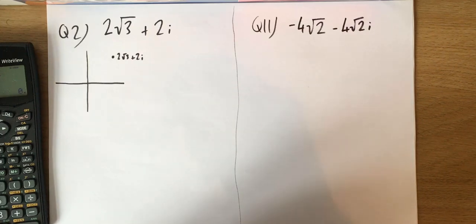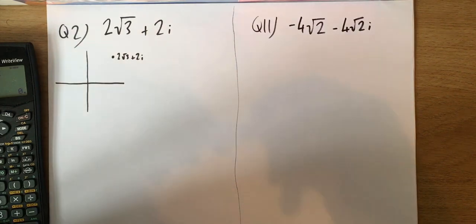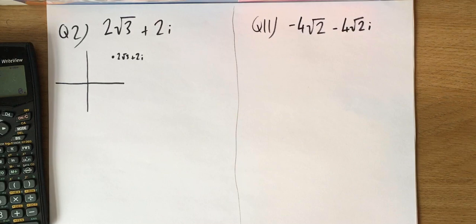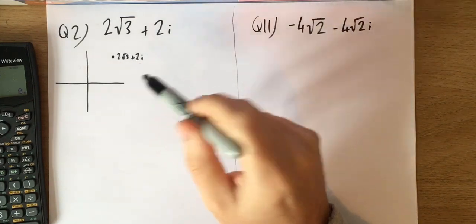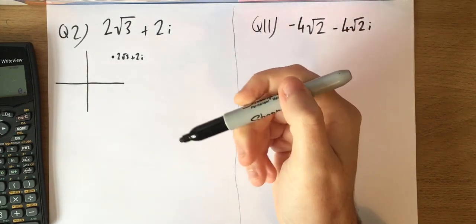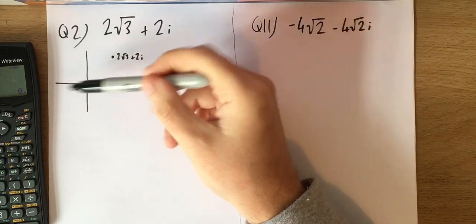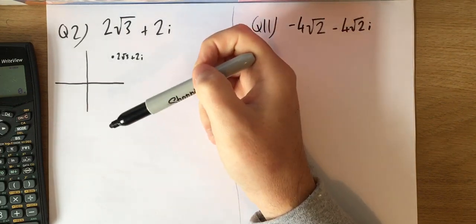Alright, so I'm just going to do a couple of examples where I move from rectangular into polar form and I give my answer in radians. I'm going to pick two of the questions you're doing for homework. First up, question 2, which is just 2 root 3 plus 2i into polar form. Alright, so Argand diagram, that's where it would be.